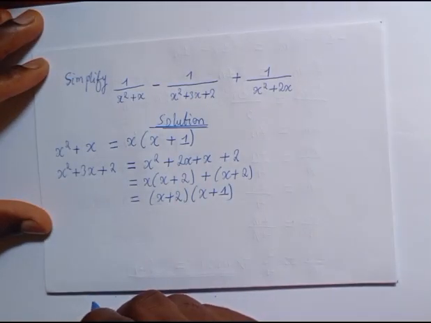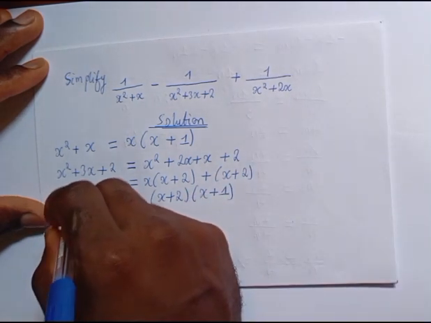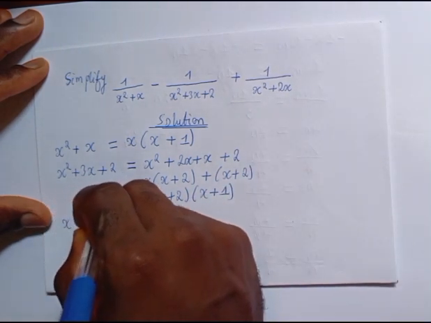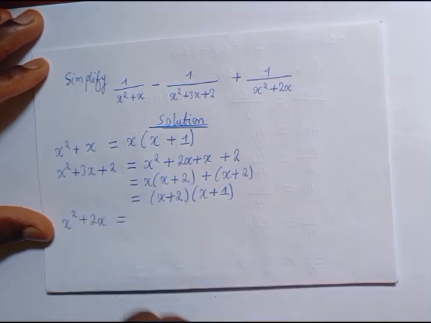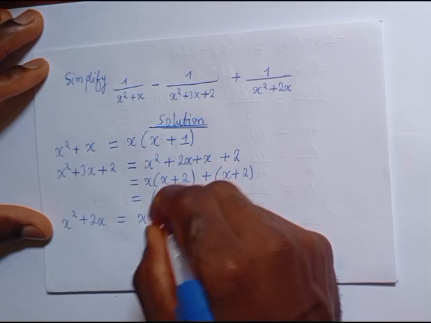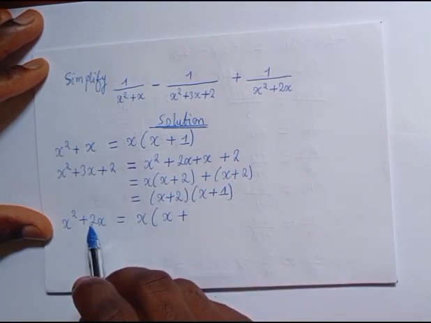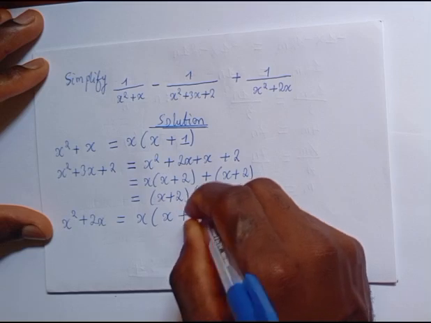Next, we need to factorize the denominator of the third fraction. If you take x squared plus 2x, x is common. We factor out x. x times x gives us x squared, plus x times 2 gives us 2x.